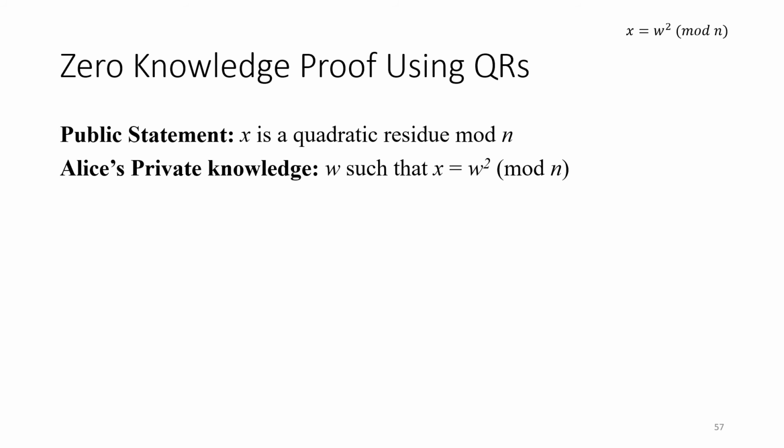So in the top right corner, we have a reminder of what a quadratic residue is. In this case, X is a quadratic residue mod n, and W is its generator, fitting the variables that we will use in our public statement with Bob, which is that X is a quadratic residue mod n. And this is the statement that we will be trying to prove. So privately, we, as Alice, know the generator for X, W.